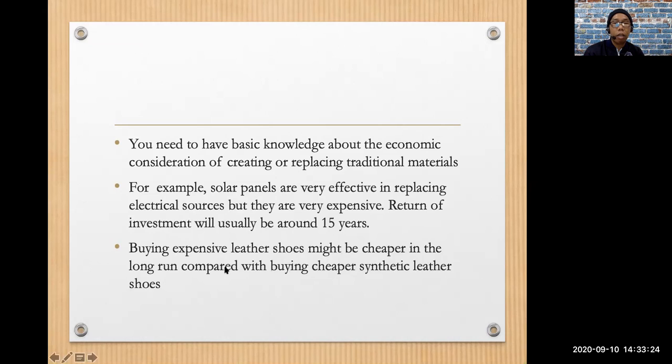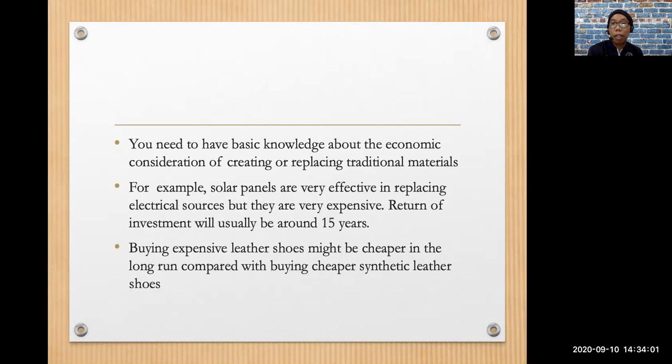Another example here: buying expensive leather shoes might be cheaper in the long run. Kapag binili mo siya, umpisa pa lang, napakamahal niya. Pero since mahal siya, tumatagal talaga yung mga leather shoes. Years, kumbaga. Yung iba nga, 10 years na, buhay pa yung leather shoes na yun. Kaya sabi dito, might be cheaper in the long run, compared dun sa mga nabibili nating synthetic or man-made leather shoes.